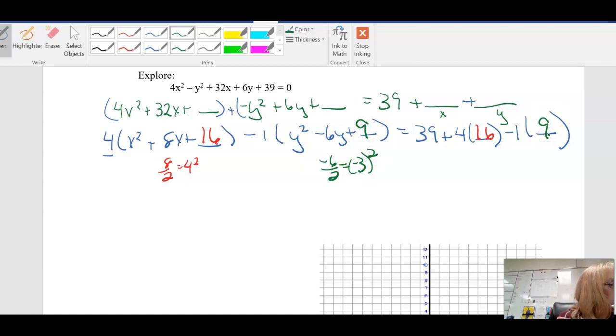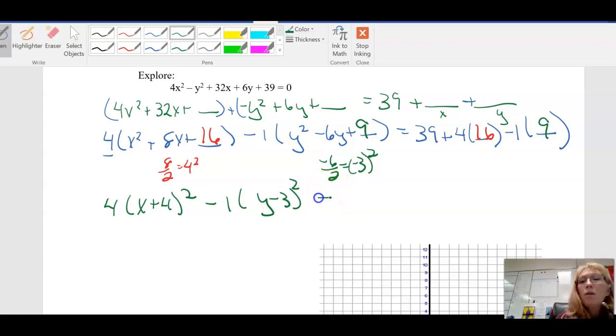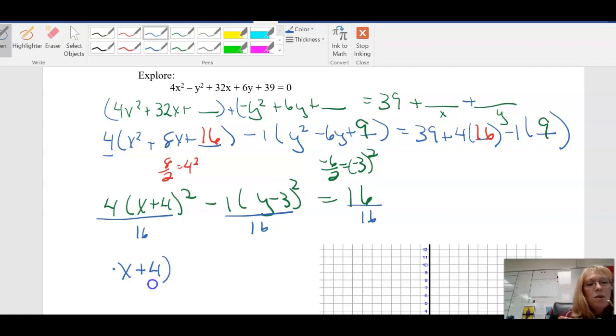All right, I hope you've done well so far. So now we've got to get our perfect square. So this is 4 times (x plus 4) squared, minus 1 times (y minus 3) squared. Add all that up, and I'm pretty sure we get 16. So now we've got to divide. We get a 1 over here, so divide everybody by 16. So when we do this, we have (x plus 4) squared over 4 minus (y minus 3) squared over 16 equals 1.